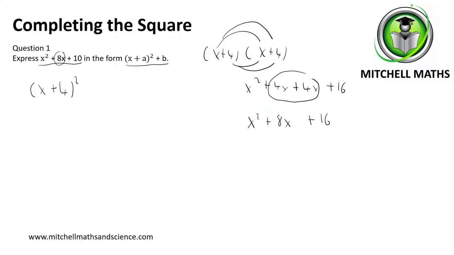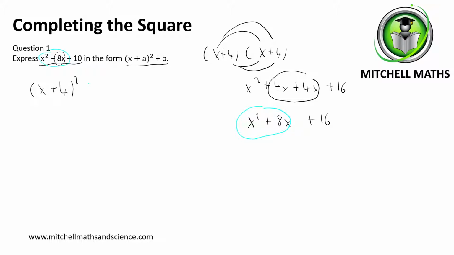You can see from this that when you half the 8 and put it in brackets to give you x plus 4 squared, that will give you x squared plus 8x, which are the first two terms in this equation. So that's the first step: put the x squared plus 8x in brackets, but half the 8, so you get x plus 4 squared. And that will get you your x squared plus 8x.